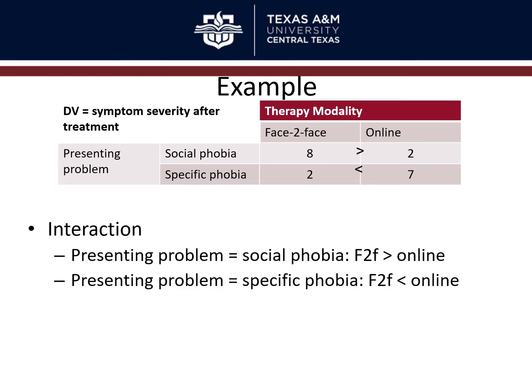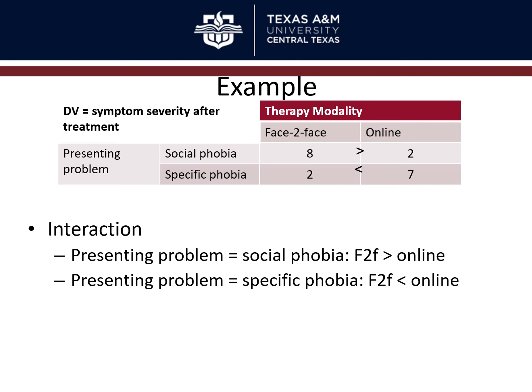And then I drop right down. I started with social phobia, one level of presenting problem. Now I go to the next level of presenting problem. However, when people presented with specific phobia as the presenting problem, I see a different pattern, right? I see that face-to-face scores are lower than online scores, suggesting that when people present with specific phobia, you have lower symptom severity for face-to-face.